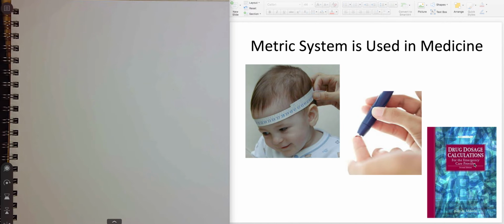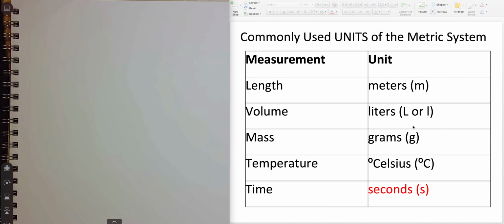So that's just the reality of it. And anytime you're doing any pharmacy, pharmacology, drug dosing, it's all going to be in the metric system as well. So yeah, it's important. All of our blood values, all that sort of stuff. All right, so the commonly used units of the metric system.